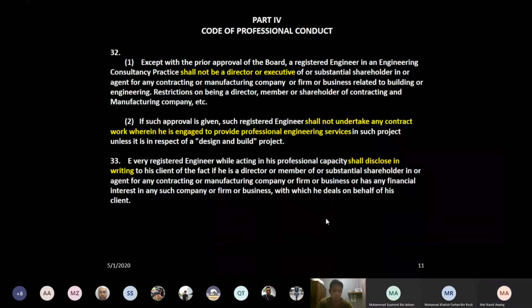There are certain projects we call BOT: build, operate, and transfer. Some projects are BOOT: build, own, operate, then transfer. So there are different types of project configuration. But in this case, it is good enough that you understand what design and build is.